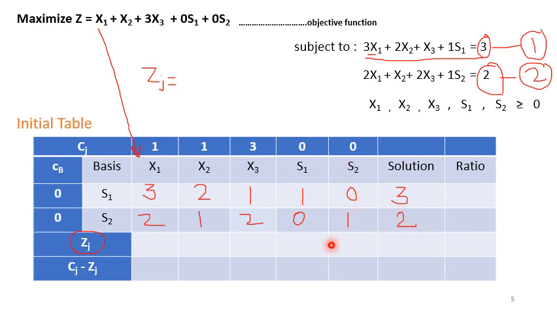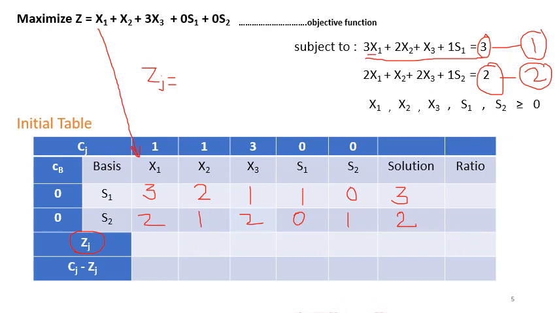Now what is this Zj value? Zj value is 3 into 0 plus 2 into 0, which will be 0 itself. Similarly here, 2 into 0 plus 1 into 0 will again be 0. 1 into 0 plus 2 into 0 is 0, and so on. So you will write all these Zj values by doing this multiplication.